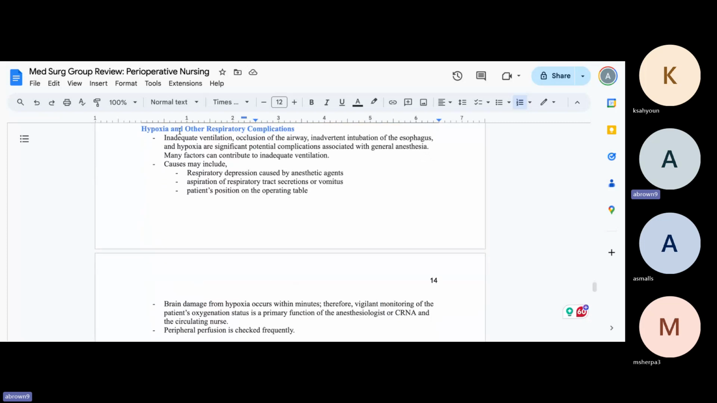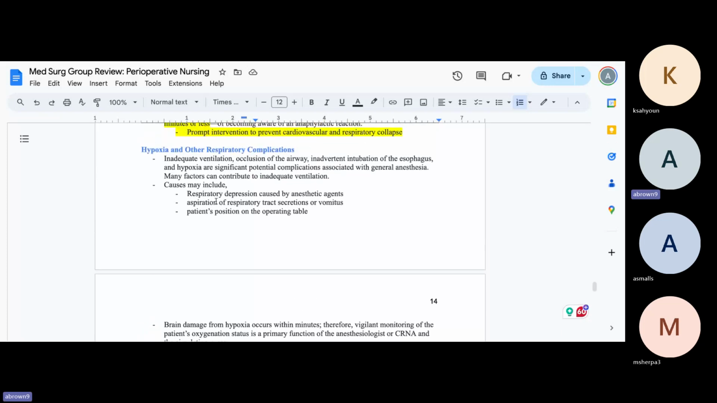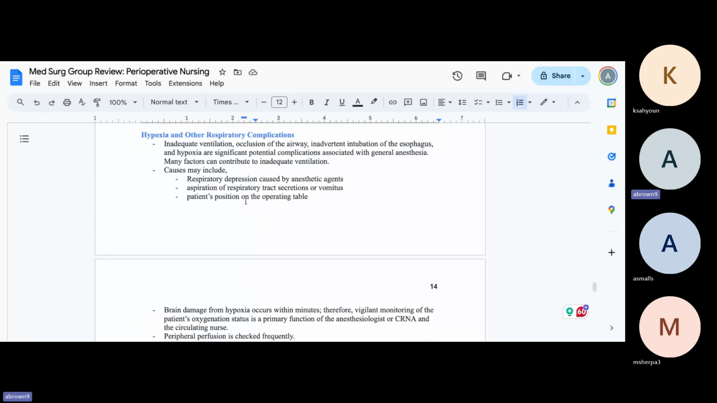A little bit about hypoxia and other respiratory complications. Inadequate ventilation, occlusion of the airway, inadvertent intubation of the esophagus, and hypoxia are significant potential complications associated with general anesthesia. Causes may include respiratory depression caused by anesthetic agents, aspiration of respiratory tract secretions or vomit, the patient's position on the table. So all these things can contribute to a patient not having proper oxygenation.